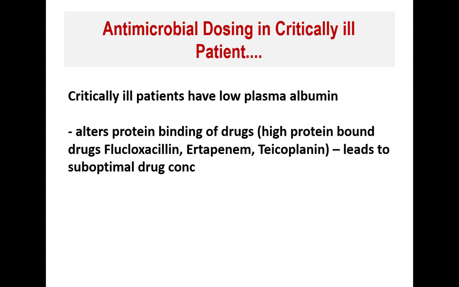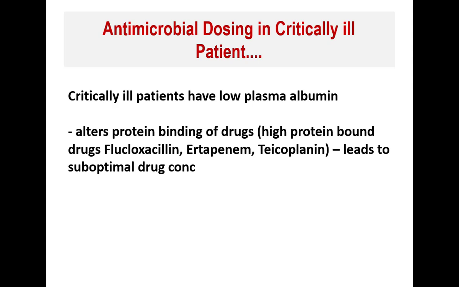One more thing which I forgot to add: most ICU patients have an albumin of 1.2, 1.3, 1.9. So they have low plasma albumin, and low plasma albumin alters the protein binding of these drugs. So for highly protein-bound drugs like flucloxacillin, ceftriaxone, obviously more free fraction of the drug is available, and obviously that gets cleared. So there are reasons for us to believe that low protein could also lead to suboptimal drug concentrations.